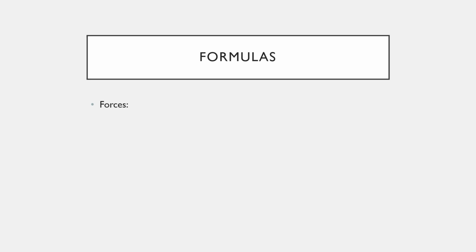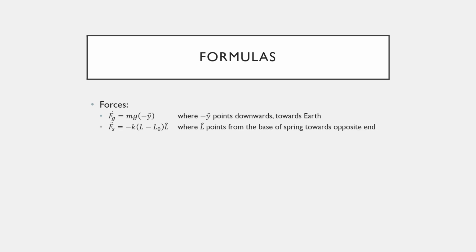Bearing in mind that all of this takes place on Earth's surface, we can take the force of gravity to be the magnitude m times g in the direction negative y hat, which points downwards towards Earth. Spring force is negative k times L minus L naught multiplied by L hat, where L hat points from the base of the spring towards the opposite free end. The expression L minus L naught is known as stretch or compression depending on the sign of the value, positive for the former and negative for the latter, and it also determines whether the force points towards the base or away from it respectively, since the spring wants to return to its relaxed length L naught. Net force will only need to consider those two forces in this case.